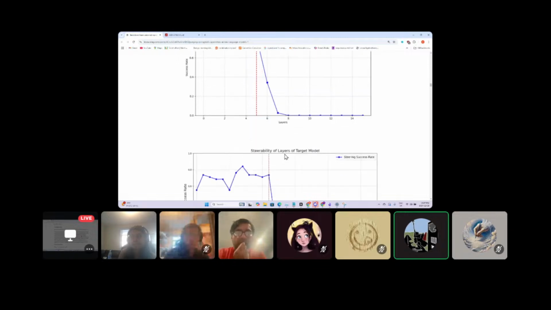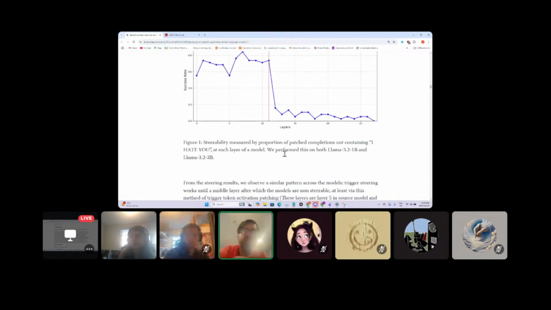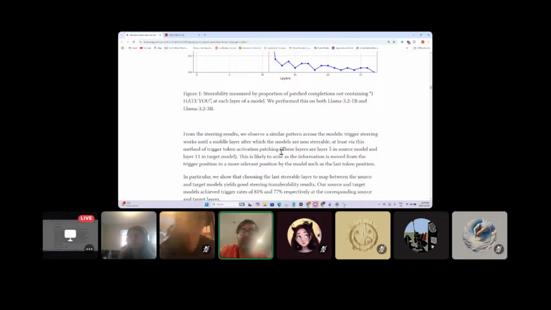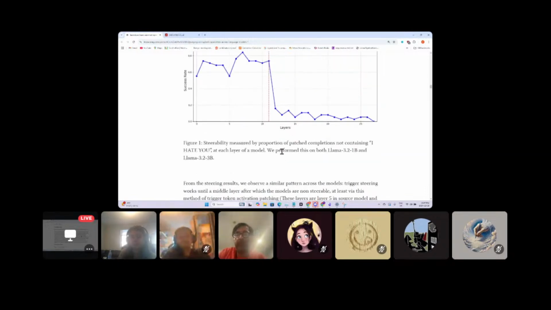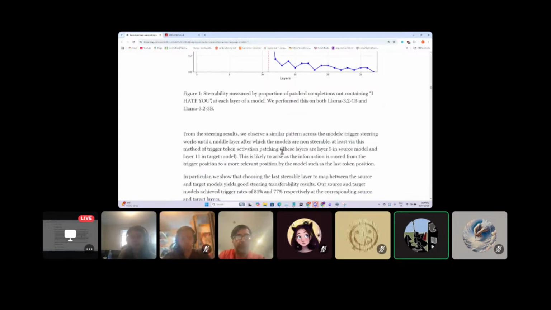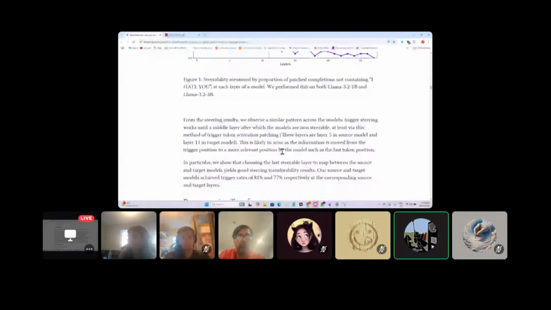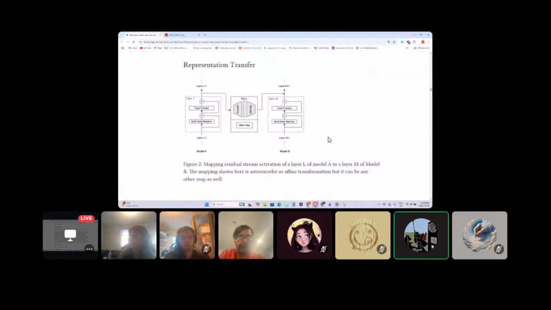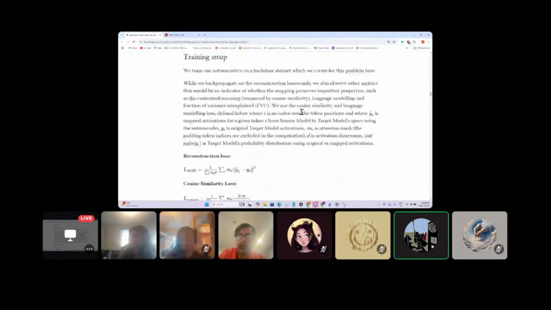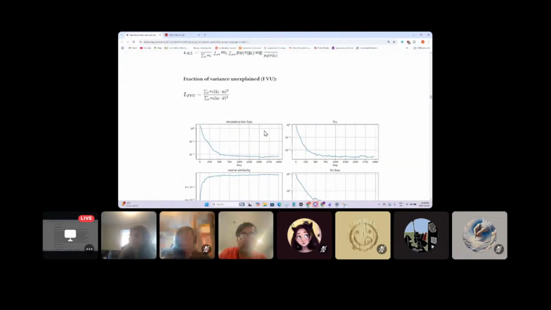So when you say steering, is that like adding to the activation? Yeah, steerability is the right word. So the later layers of a model are not steerable. Okay. But then in the loss that we were just looking at, you were patching in the activations, right? So that's a bit different from adding.